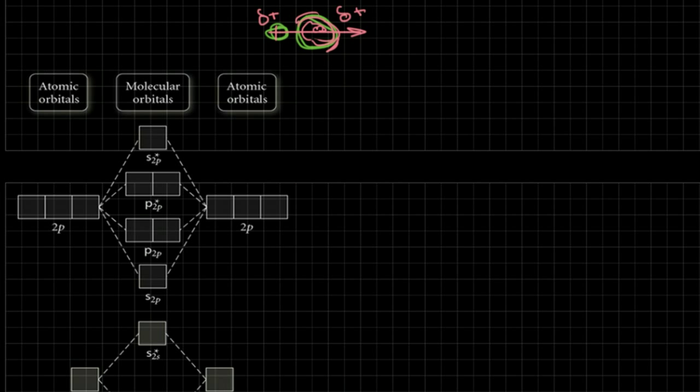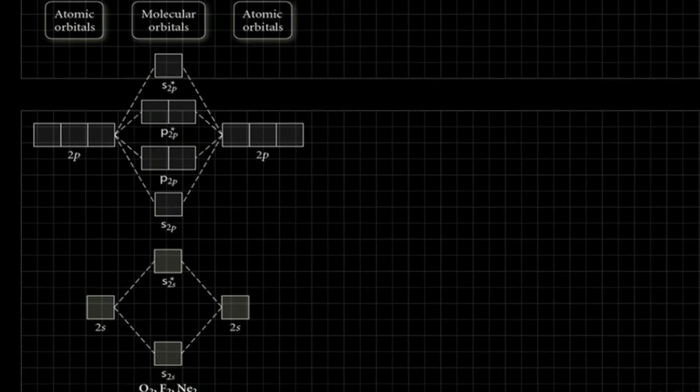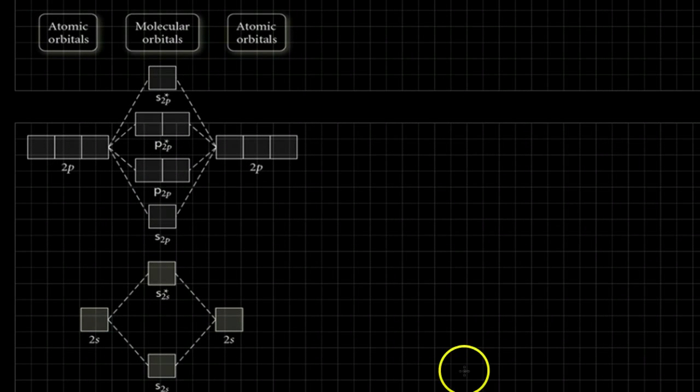We know positives and negatives attract, right? We would expect something negatively charged to attract something positive, and something positively charged to attract something negative, and that's really how a salt sticks together. So let's take a look at how it works at the molecular orbital level.